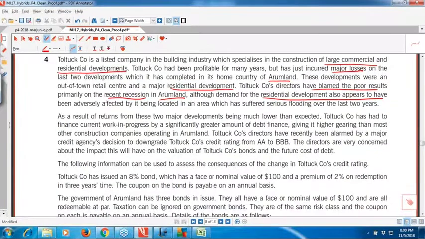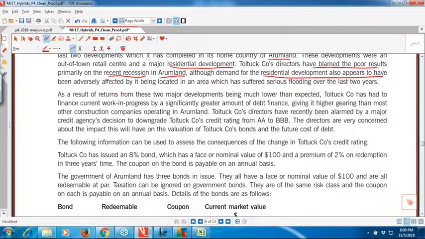Now, it says as a result of returns from these two major developments being much lower than expected, Taltuck has had to finance current WIP by a significantly greater amount of debt finance, giving it a higher gearing than most other construction companies operating in Ireland. So the entity has incurred losses, and as a result, the entity's debt finance has actually increased. Now, it says directors have recently been alarmed by a major credit agency's decision to downgrade Taltuck's credit rating from AA to BBB. So there is a downgrade from AA to BBB.